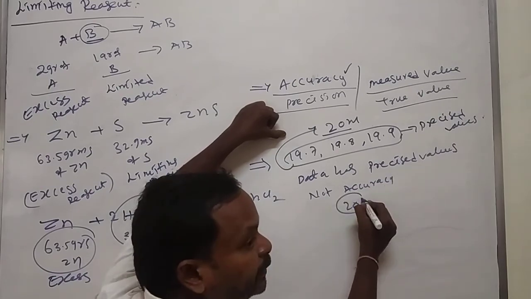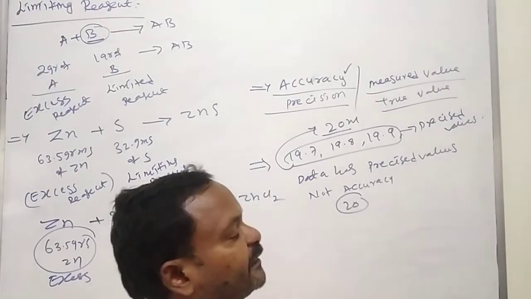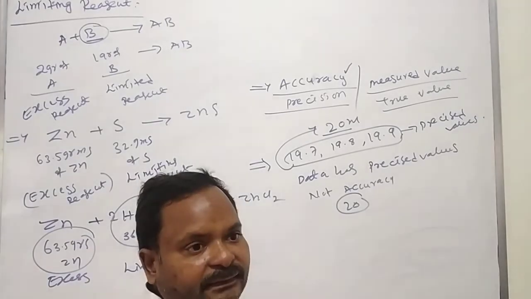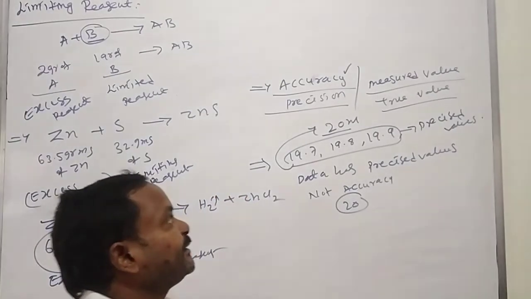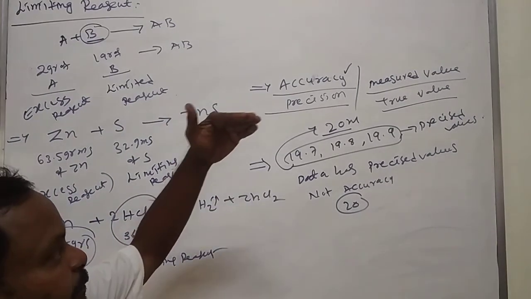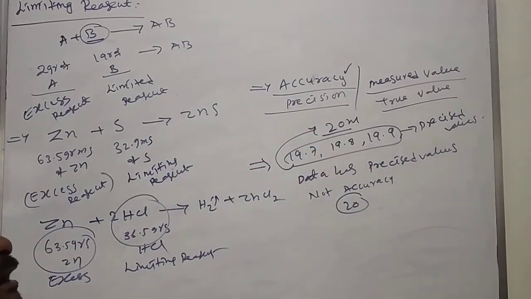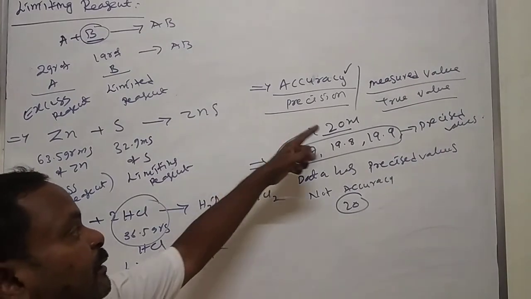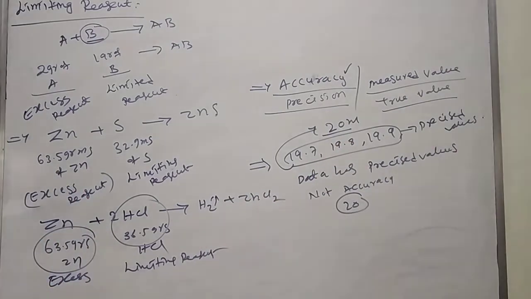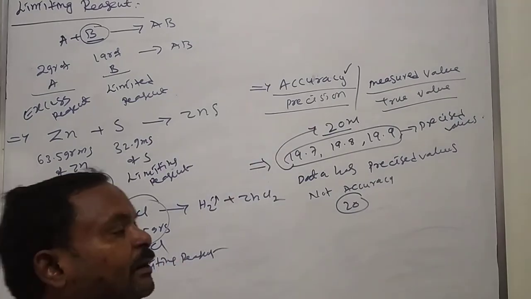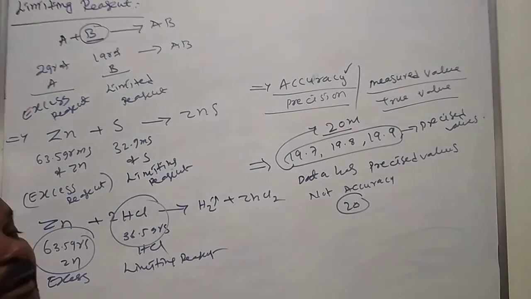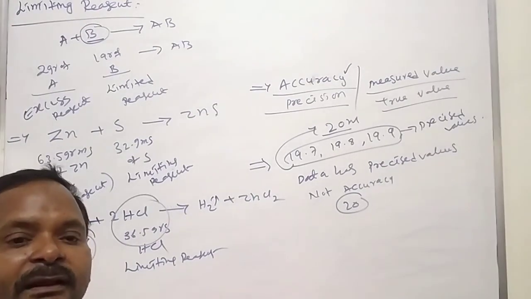If you get 20, it has accuracy but is not precise. For accuracy, definitely the measured value should be equal to the theoretical value. If the measured value is nearly equal to the theoretical or true value, we call it precision. This is about accuracy and precision, limiting reagent and stoichiometric calculation.